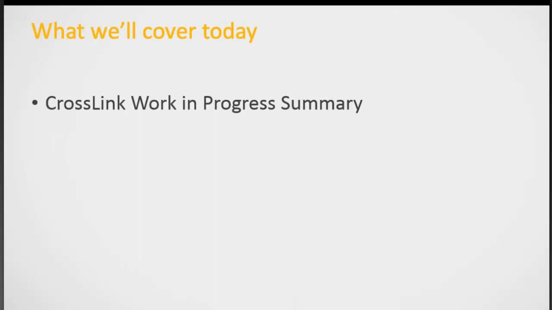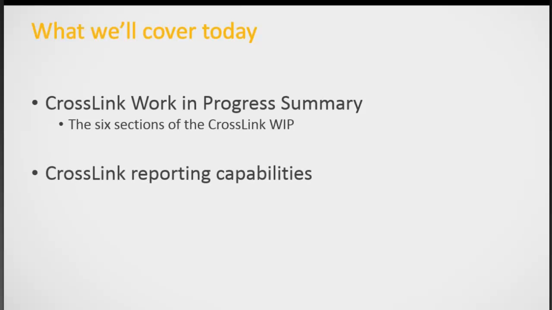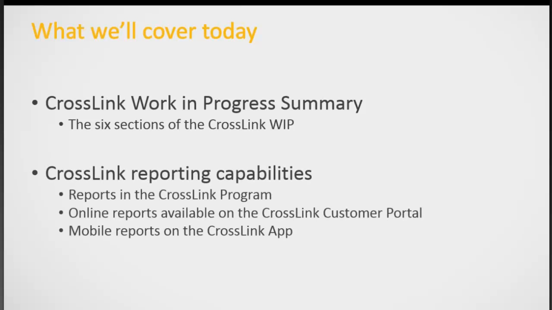Today, what we're going to cover is the work in progress summary. I'll go into some detail about all the 6 sections of the work in progress. And then we'll look at the different reporting capabilities of CrossLink itself: the reports within the program, the reports that are available on the customer portal, as well as the mobile reports that we have in our CrossLink app.